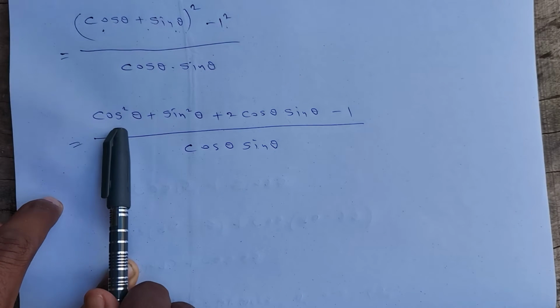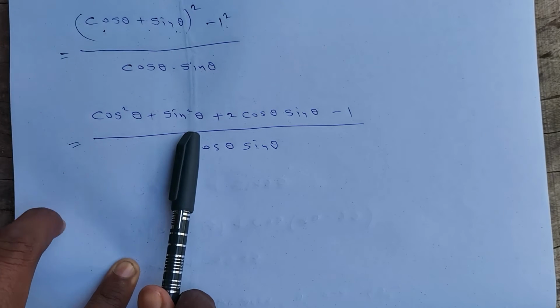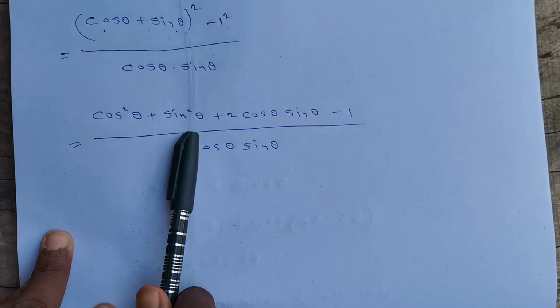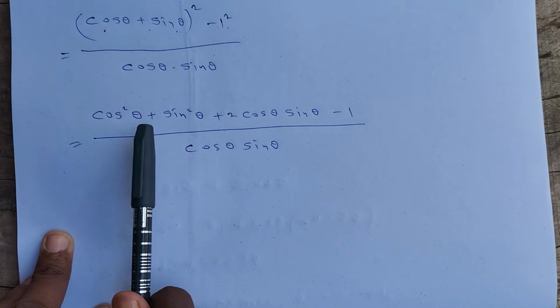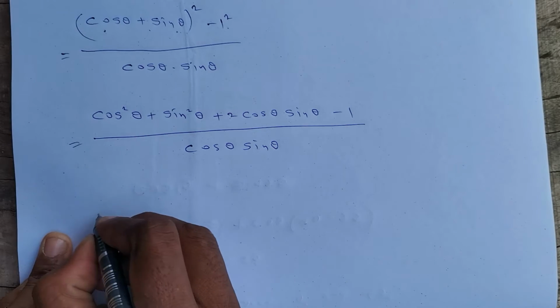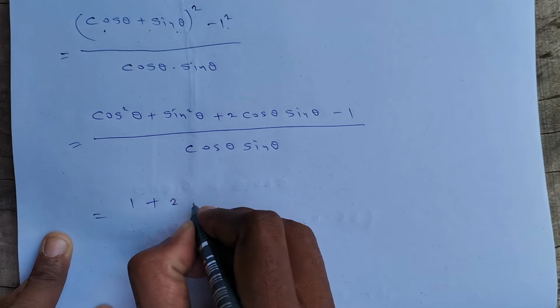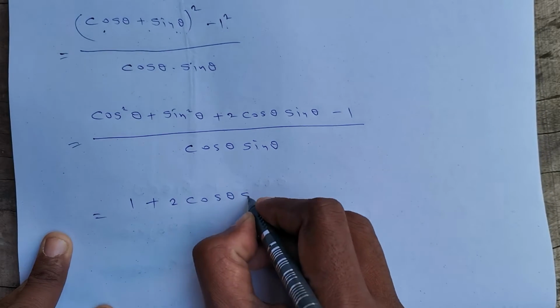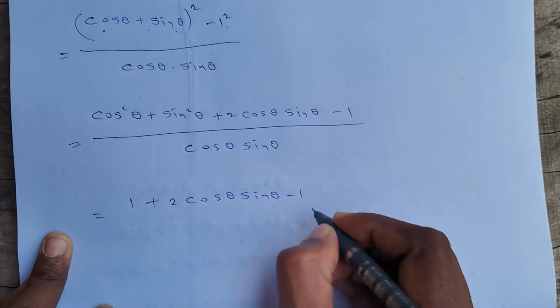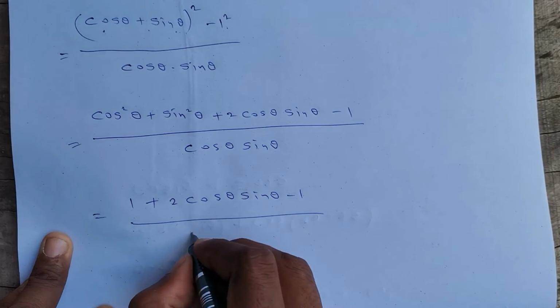Next, cos² θ plus sin² θ is the first identity: sin² θ plus cos² θ equals 1. So sin² θ plus cos² θ is nothing but 1, plus 2 cos θ sin θ, minus 1 as it is, whole divided by cos θ sin θ.